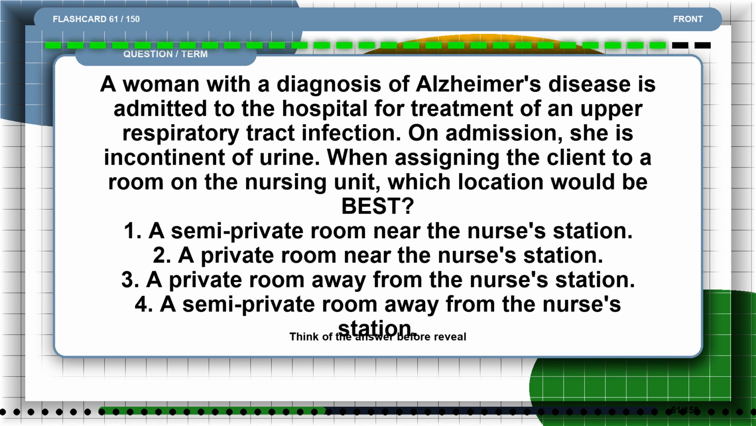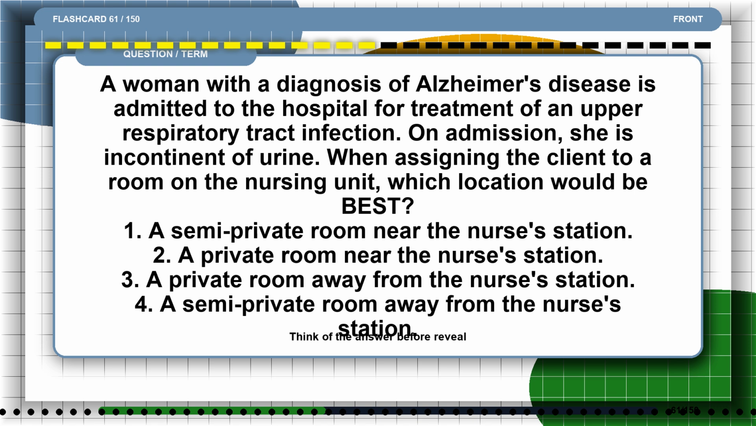Flashcard 61. A woman with a diagnosis of Alzheimer's disease is admitted to the hospital for treatment of an upper respiratory tract infection. On admission, she is incontinent of urine. When assigning the client to a room on the nursing unit, which location would be best?